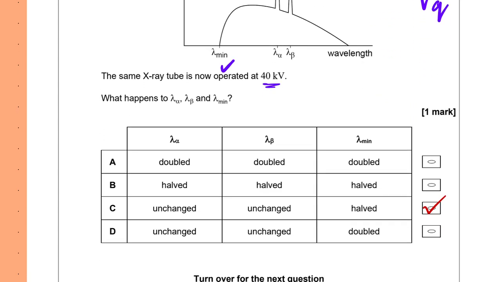My bad, lambda min does not halve, it doubles. Okay, let's just scratch this. It's this.